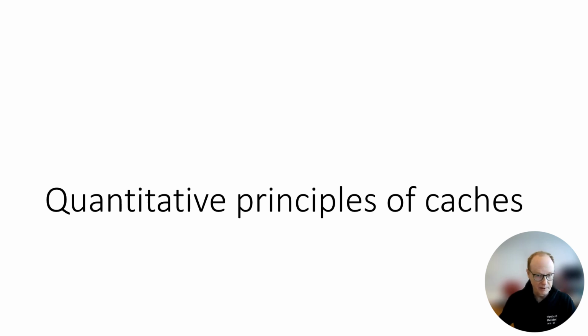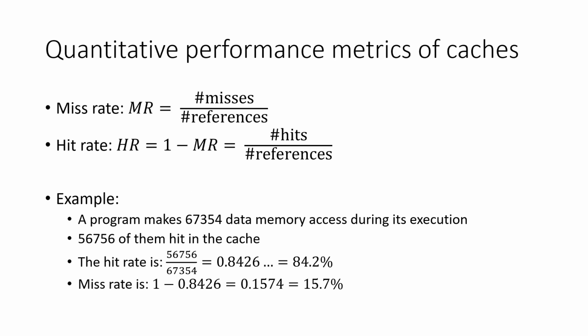Welcome back. It's time to look at the metrics and some quantitative principles of cache memories. You have already seen this metric before, but let's formalize it. By far, the most common metric expressing the performance of a cache is the miss rate, or its reciprocal value, the hit rate. The miss rate is defined as the number of misses divided by the number of references done. Hit rate is essentially the same thing, but focusing on the hits rather than the misses.